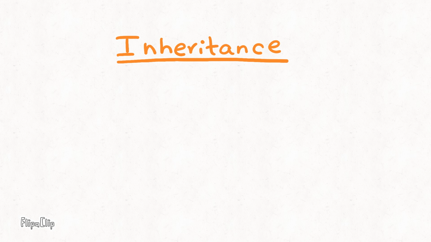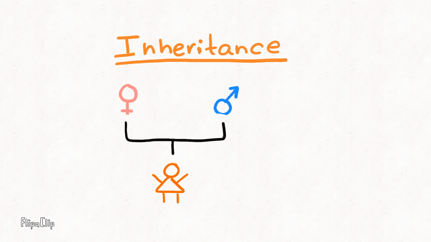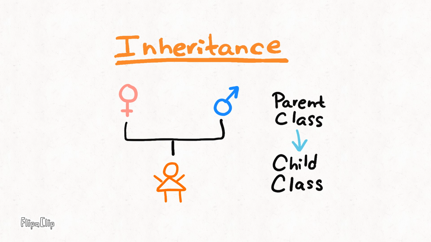Now let's talk about inheritance. Just like a child inherits qualities from their parents like hair color and eye color, a class can also inherit properties from another class using inheritance.